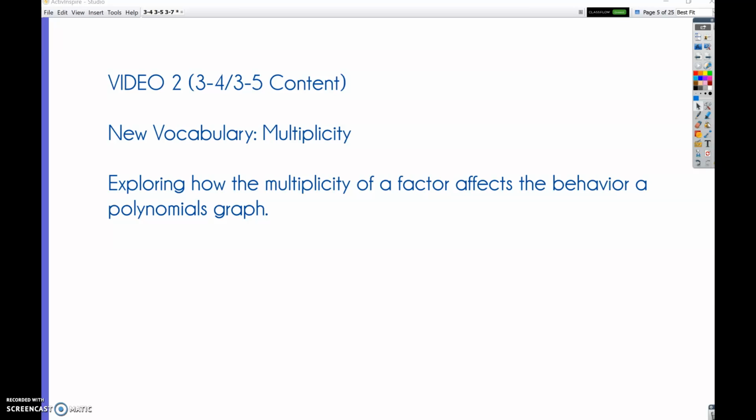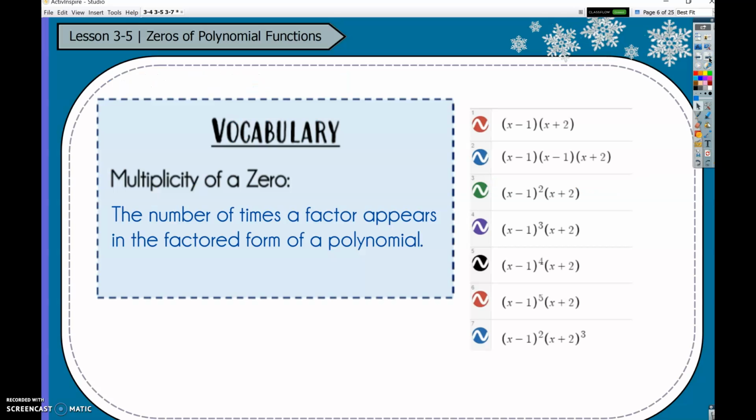In this video, we'll continue to cover content in Lesson 3.4 and 3.5. Our new vocab will be the word multiplicity, and we'll explore how multiplicity of a factor will affect the behavior and the look of the graph. So we'll start with the definition. Multiplicity is the number of times a factor appears in the factored form of the polynomial.